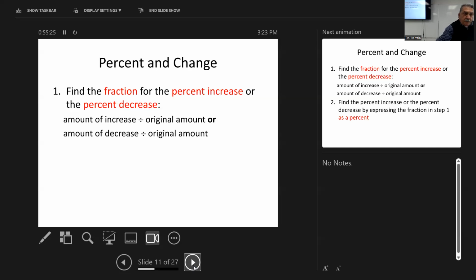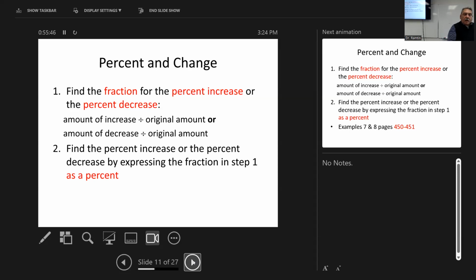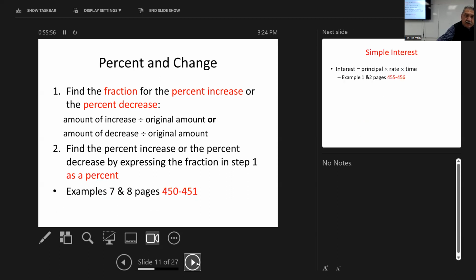Okay. Now, percent and change. Lots of times we are interested to know when the amount is increasing or decreasing, and we want to find a fraction for the percent increase or for the percent decrease. Find the percent increase or the percent decrease by expressing the fraction in step 1 as a percentage. So let's look at example 7 and 8 on page 450 and 451.